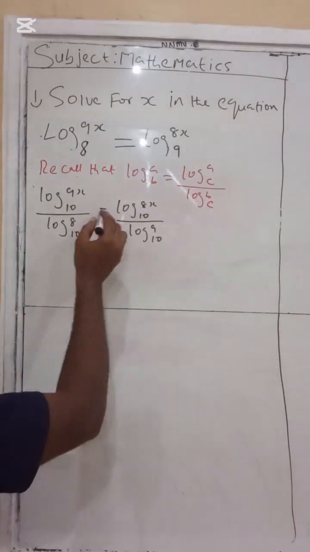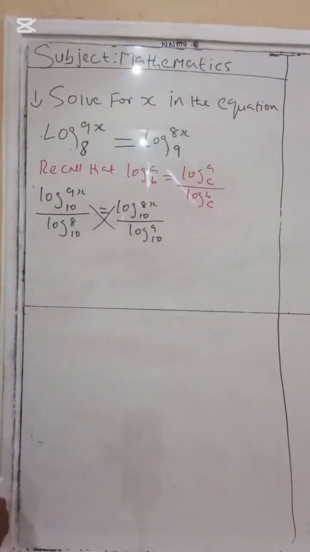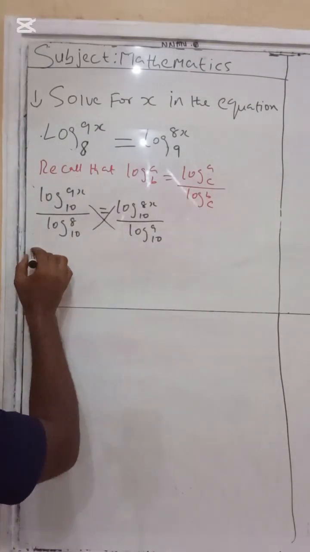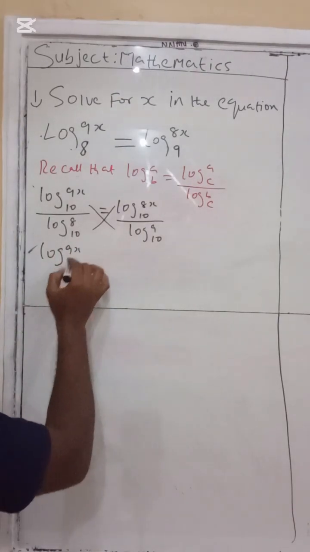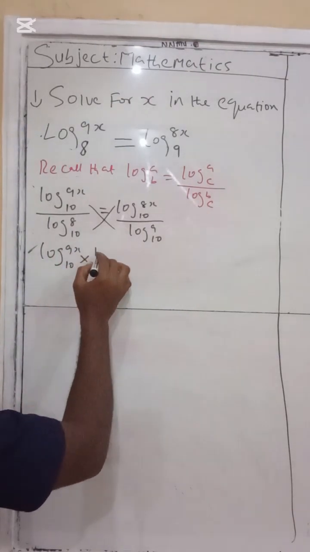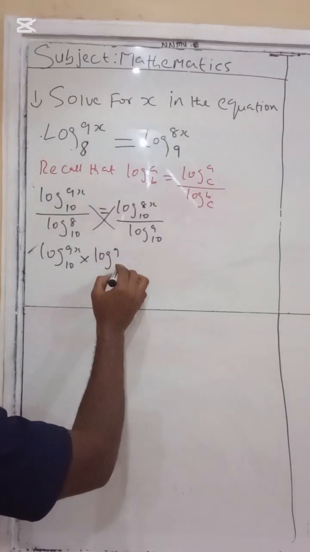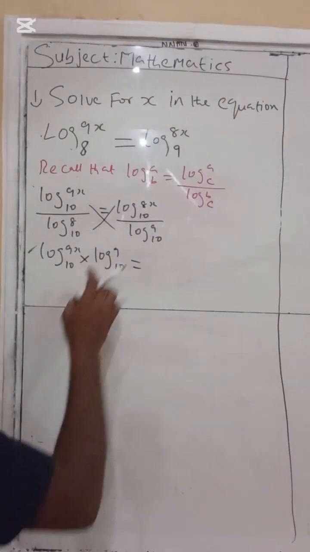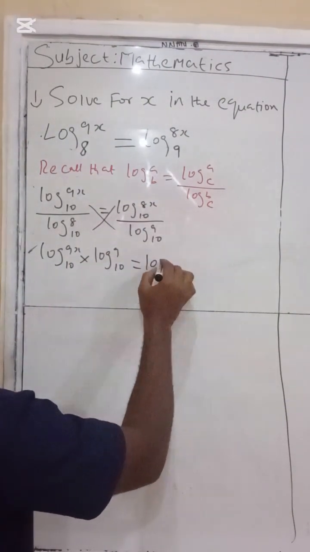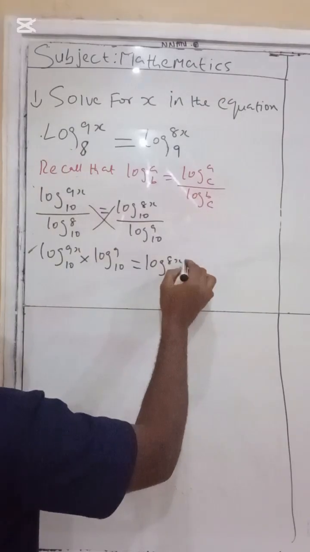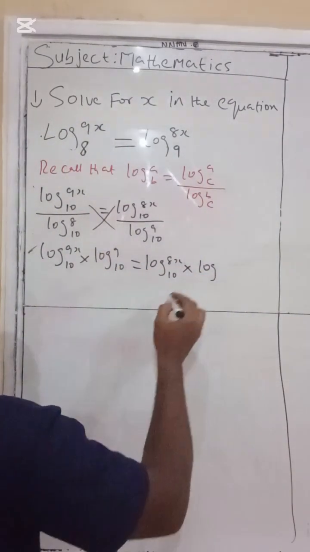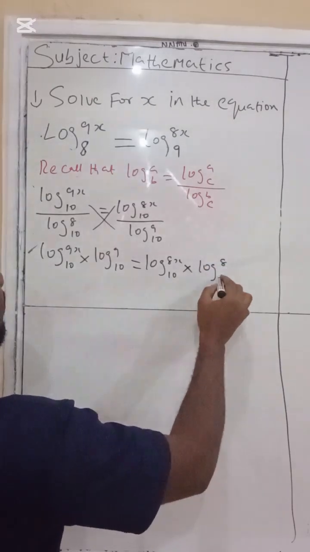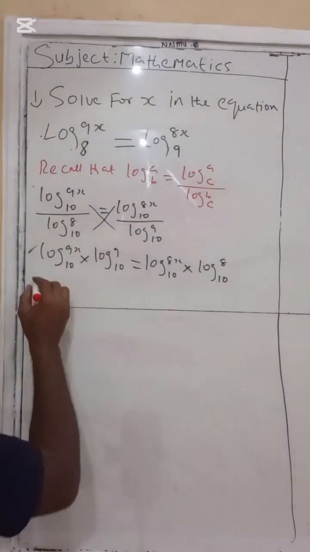So from here, we'll cross multiply. We'll have log 9x base 10 multiplied by log 9 base 10 equals, this times this, log 8x base 10 multiplied by log 8 base 10.